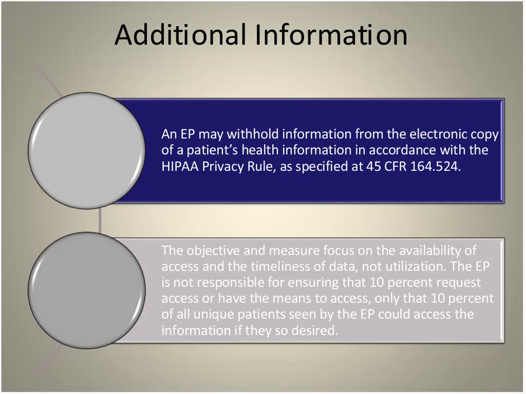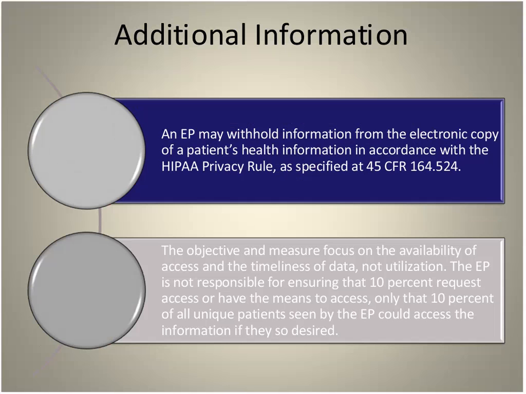HIPAA. We have the shadow of HIPAA through all this. And certainly when we're talking about disclosure and release of electronic health information or any health information, we're going to be talking over and over about HIPAA. And so the eligible provider may withhold information from the electronic copy of the patient's health information in accordance with some of the rules and regulations of the HIPAA privacy rule. The objective and measure focus on the availability of access and the timeliness of the data, not utilization.